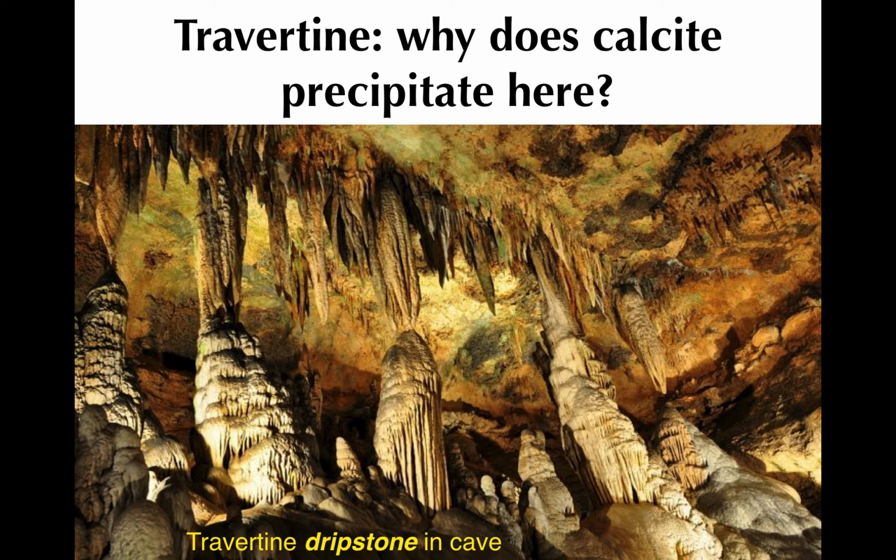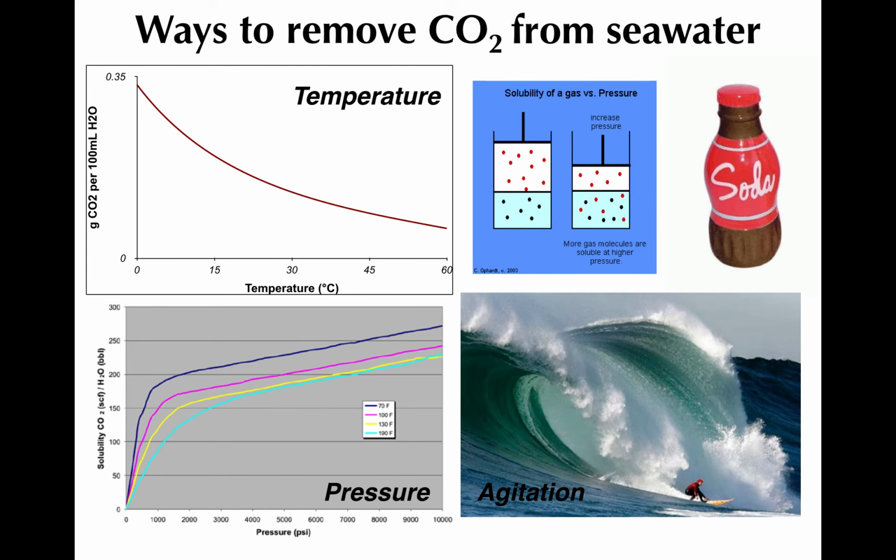Travertine is a type of limestone, just a general term for a type of limestone formed in caves or springs on land. There are several ways to remove carbon dioxide from seawater as well. In oceans and lakes, several factors can reduce CO2 locally and thereby favor the precipitation of carbonate minerals.